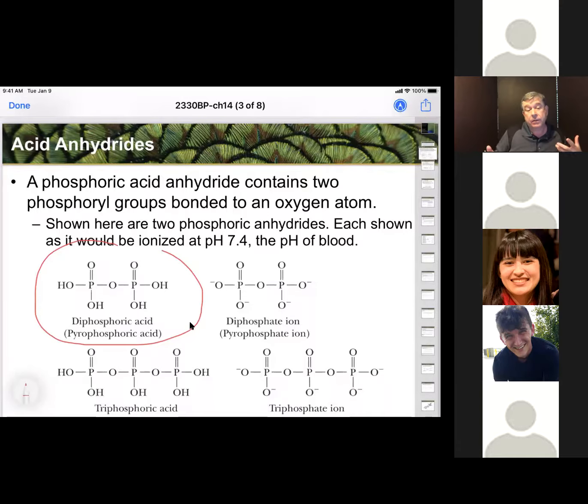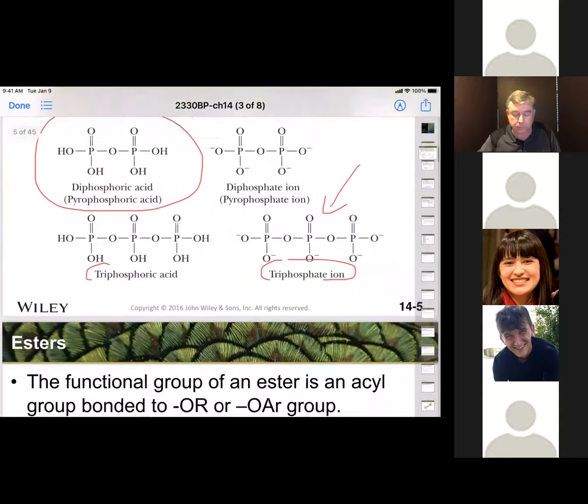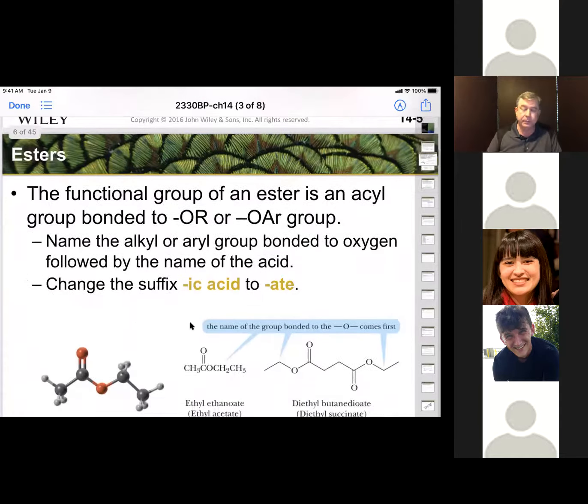Now, you may also think, well, we can do it again to make this triphosphoric acid, and that makes what we call the triphosphate ion. And what you'll see done in lab is the tris phosphate buffer. Tris phosphate buffer is a salt of the triphosphate ion. Now, these are very extensively used in biological systems. In fact, it ionizes at the pH of blood and is used in our DNA and other things. Okay, so that's the anhydrides.